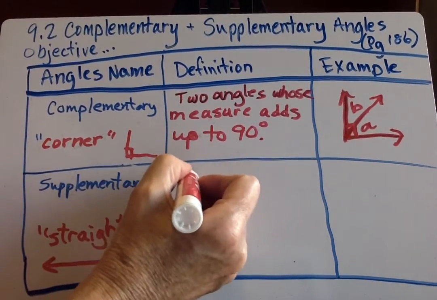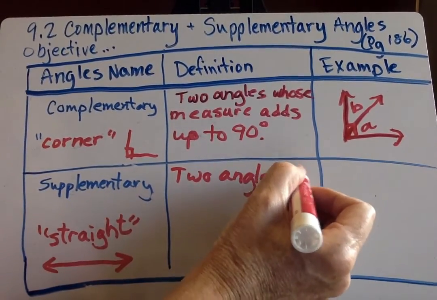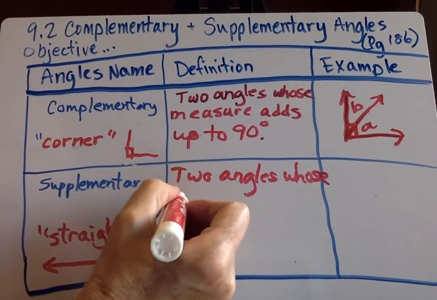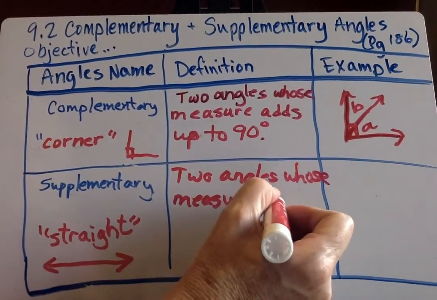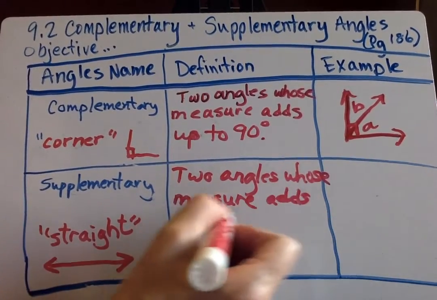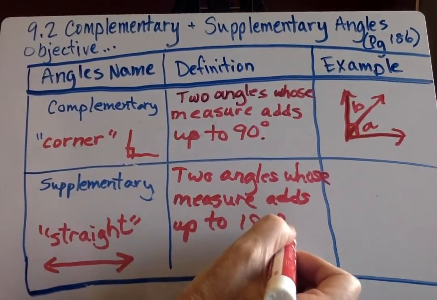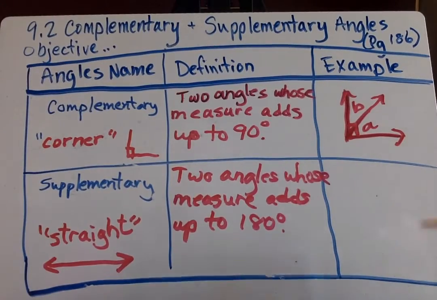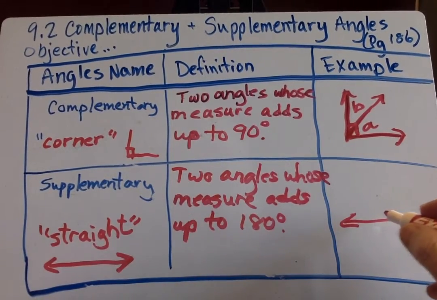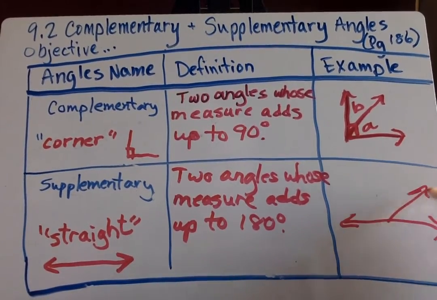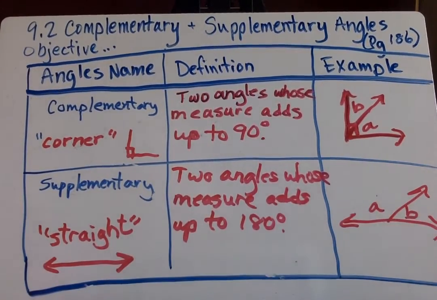Okay, so two angles whose measures add up to 180 degrees, or a straight line. So an example of that, we have this straight line here, and this is A and this is B. They add up to a straight line, which is 180 degrees.